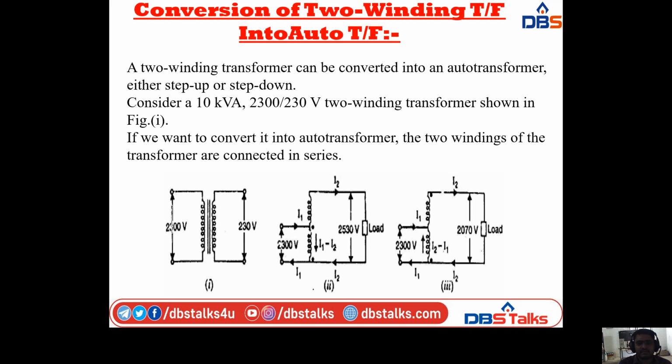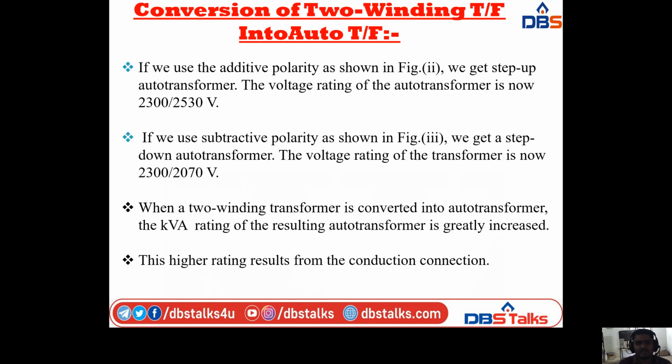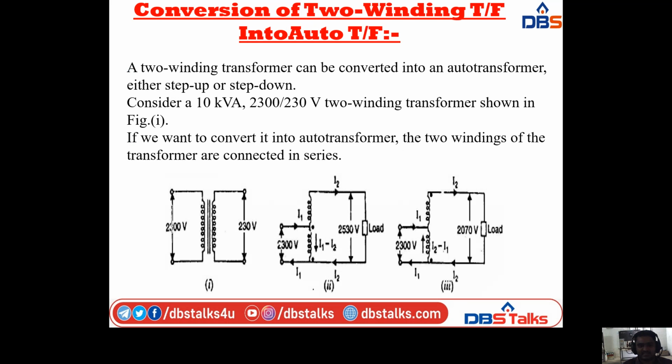The primary voltage is 2300 volts, and here we have the secondary voltage, that is 2530 volts. If you use the additive polarity as shown in figure 2, that means we get a step-up auto transformer. So the voltage rating of the auto transformer is now 2300 by 2530 volts.